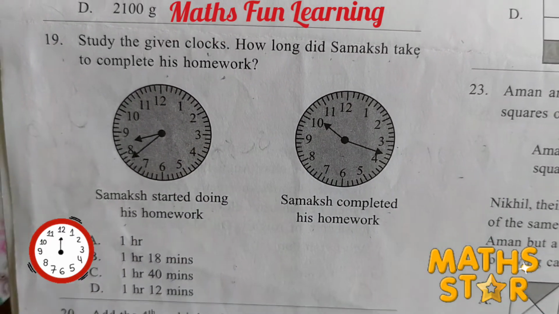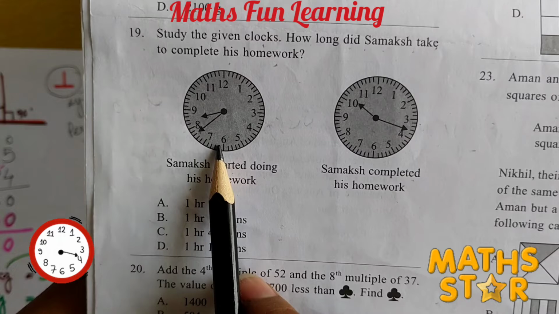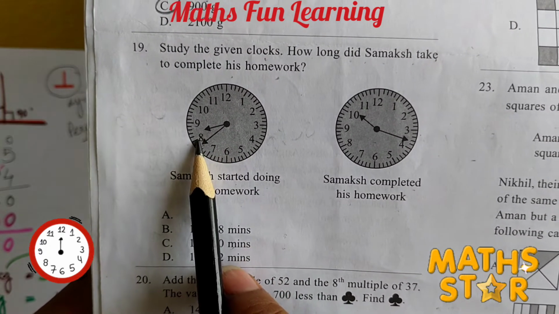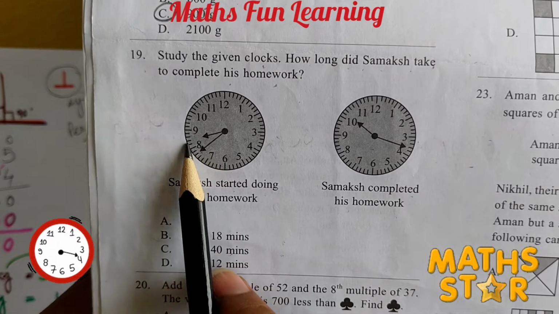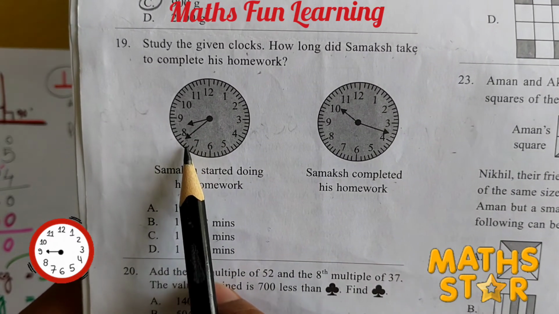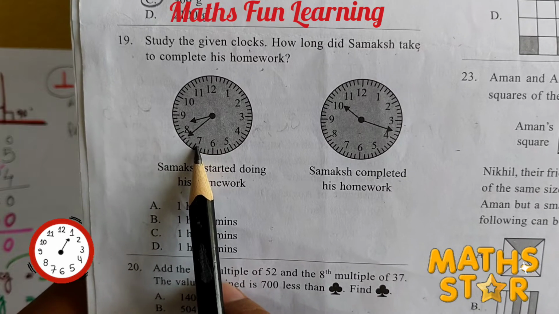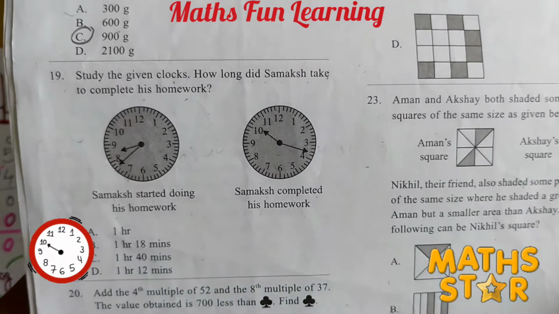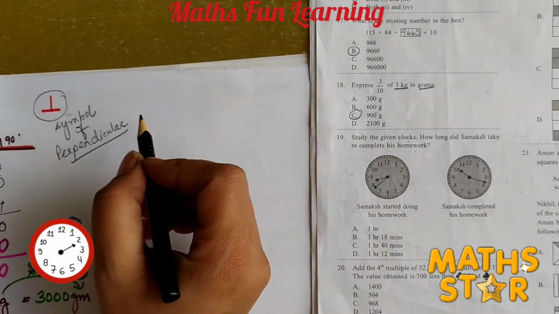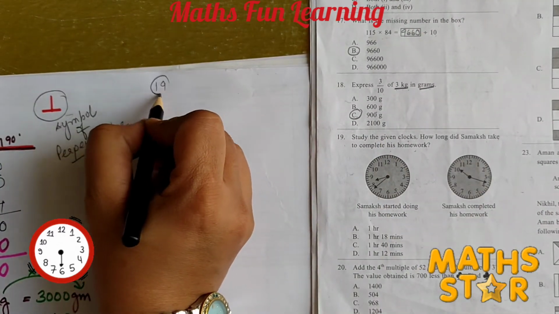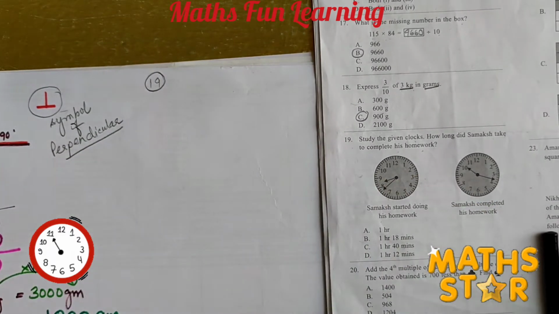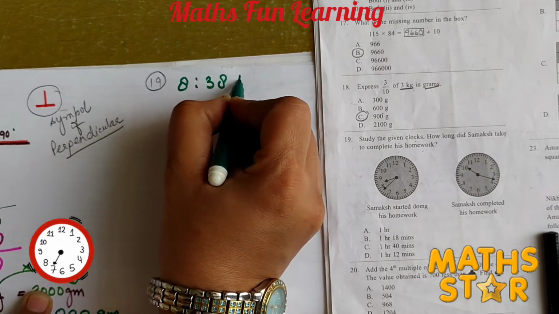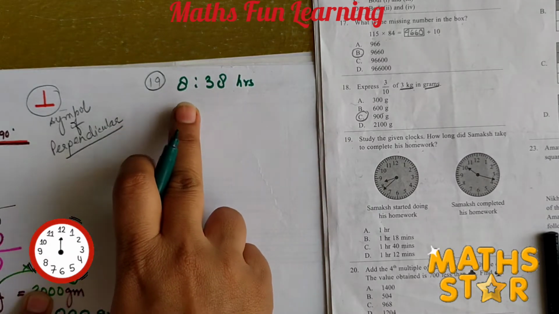Let's do it one by one. First, find out what the time is. You can see the hour hand is in between 8 and 9. That means it is 8 hours, and the minutes are 7 times 5 is 35, 36, 37, 38. The minutes are 38. So the time is 8:38 hours, right? This is your start time.